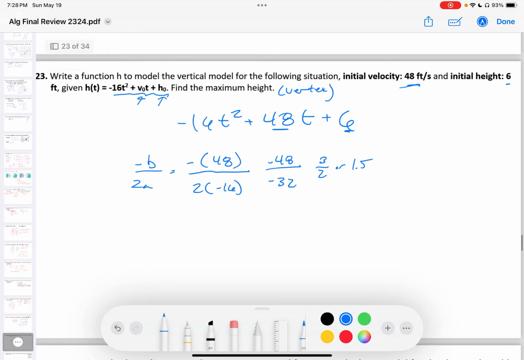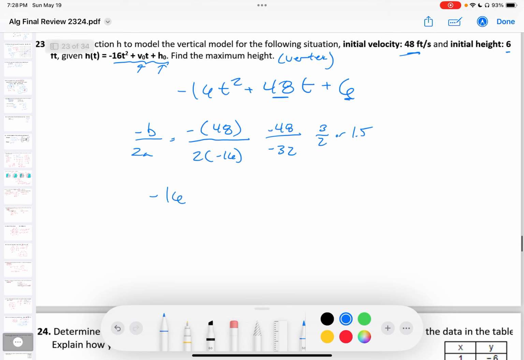So that we're going to then put into the equation. Negative 16, instead of t, we go 1.5, and again that's squared, plus 48, instead of t, we'll go 1.5, because that's the t that we want, or the time we want, and then plus 6.